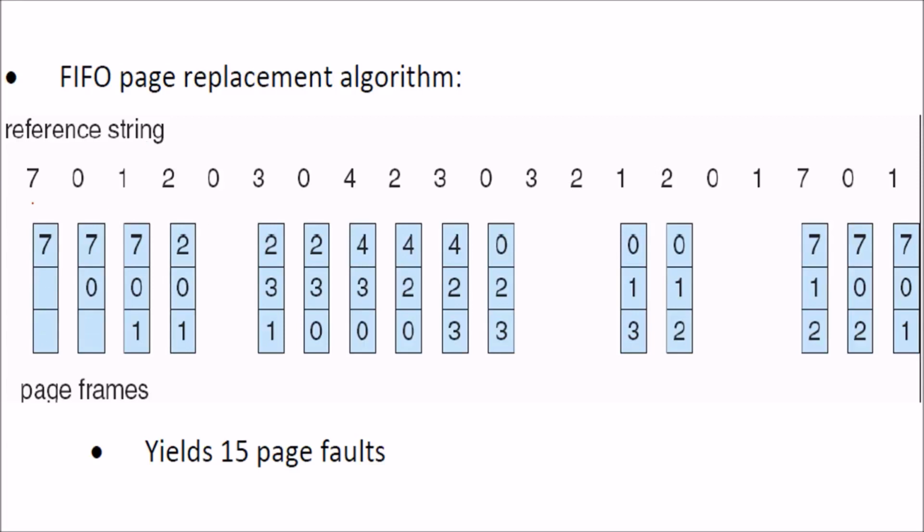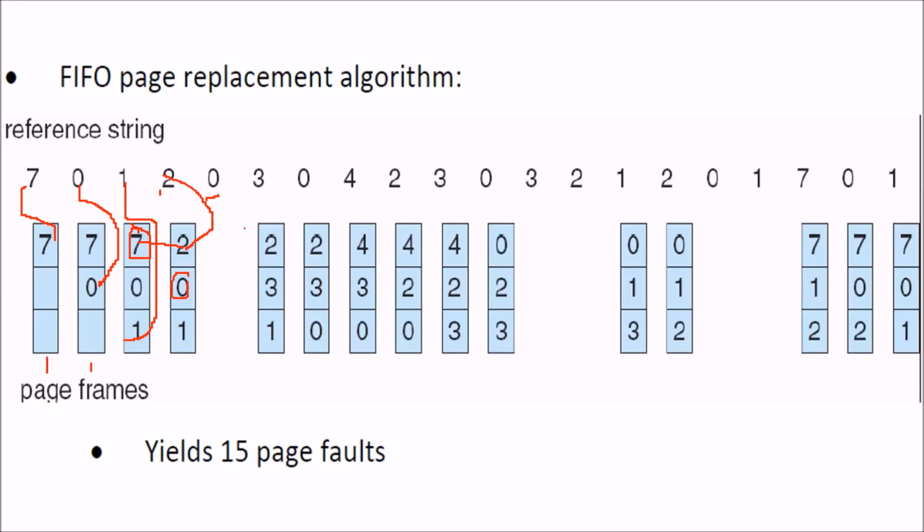If this is a string, see, 7 will come, 7 will go here. 0 will come, 0 will go here. 1 will come, 1 will go here. So 3 page faults. All these blue bars show the page faults. Now 2 has come, which has to be replaced. This 7 has to be replaced. This is the oldest one. 2 will come here. 0 is already there, so there will be no page fault.